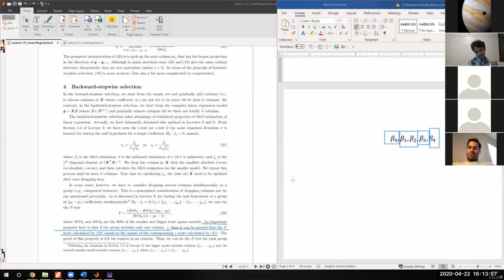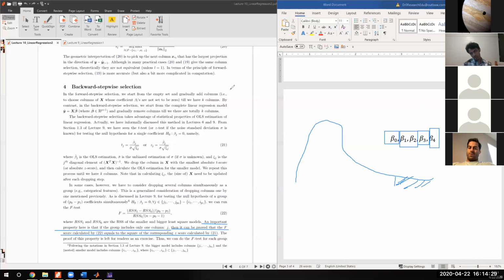Because for the F distribution, it's similar. For the F test, you're going to have something like this, and your rejection region is going to be something like this. So for the F test, if your F score is small, that means you're not going to reject it. That means this group is not significant. Suppose this group has the smallest F score. That means you're going to simultaneously drop beta 1 and beta 2. You know what I mean?